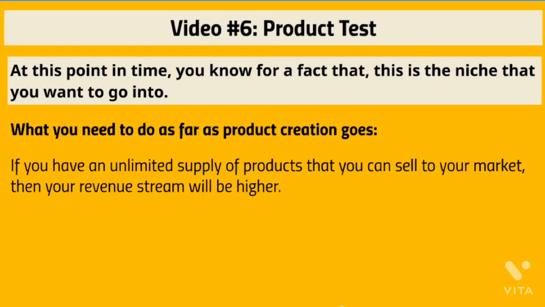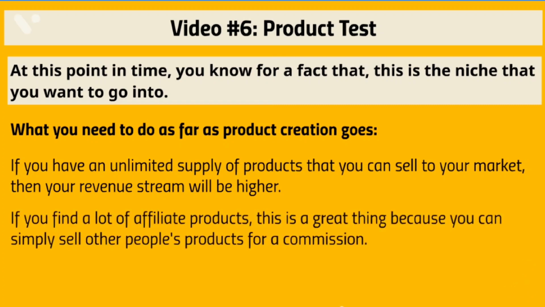Now, there are different routes that you can take. You can either find affiliate products, or in other words, products that other people have created, and you can direct your traffic, your bloggers to, and you can send them there, and if they buy, then you get an affiliate commission.